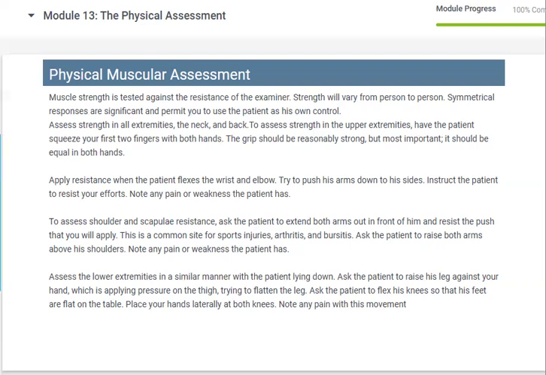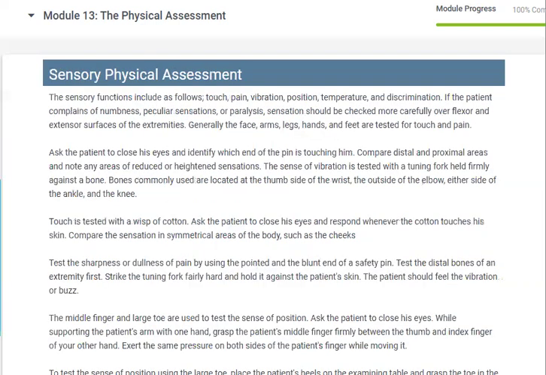Sensory physical assessment. The sensory functions include as follows: touch, pain, vibration, position, temperature, and discrimination. If the patient complains of numbness, peculiar sensations, or paralysis, sensation should be checked more carefully over flexor and extensor surfaces of the extremities. Generally, the face, arms, legs, hands, and feet are tested for touch and pain.